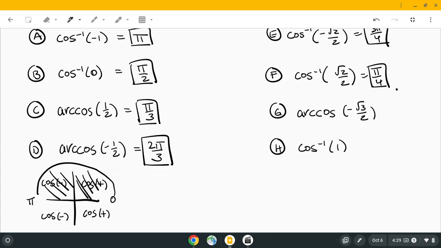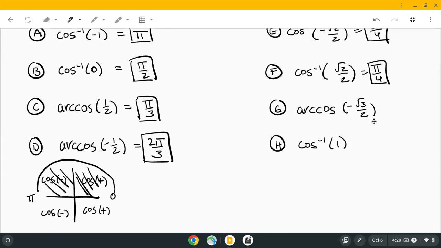And then here, when is cosine negative square root 3 over 2? Again, we want the one that's in here. So square root 3 over 2, you might be thinking, oh, 30 degrees or pi over 6. But we don't want the quadrant 1 answer. We want the quadrant 2 answer. So not pi over 6, but 5 pi over 6. And cosine is 1 at 0 radians. So hopefully that makes sense.